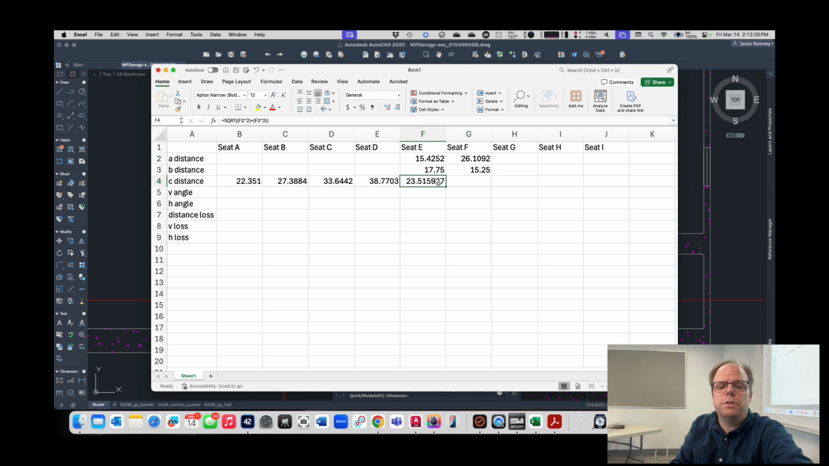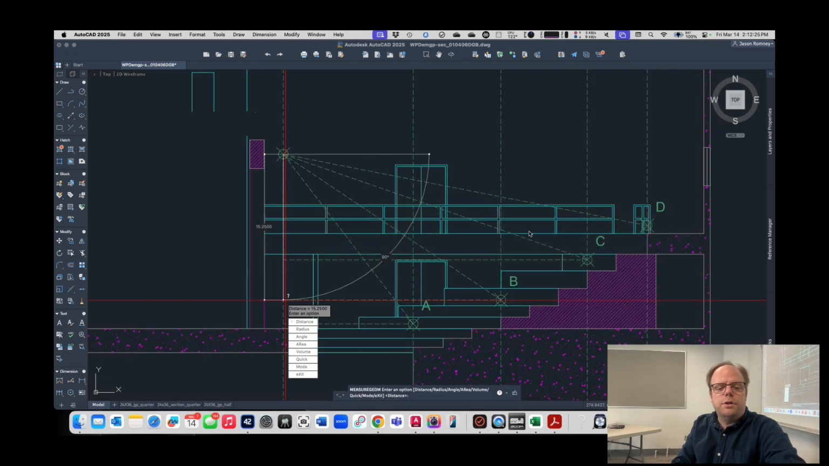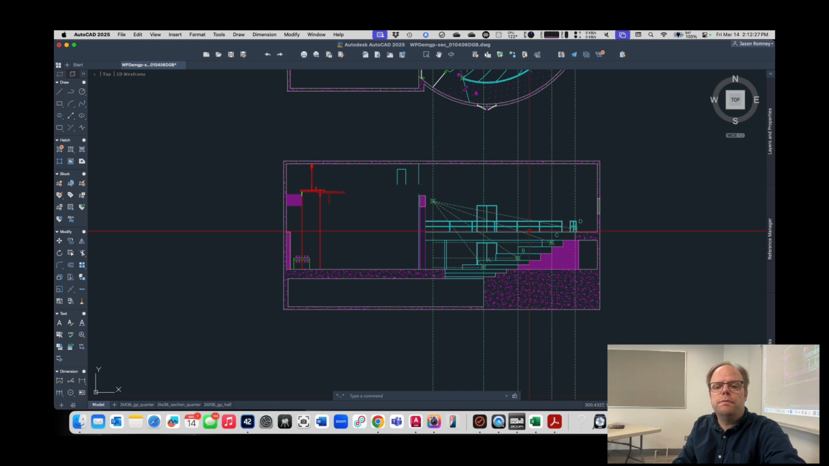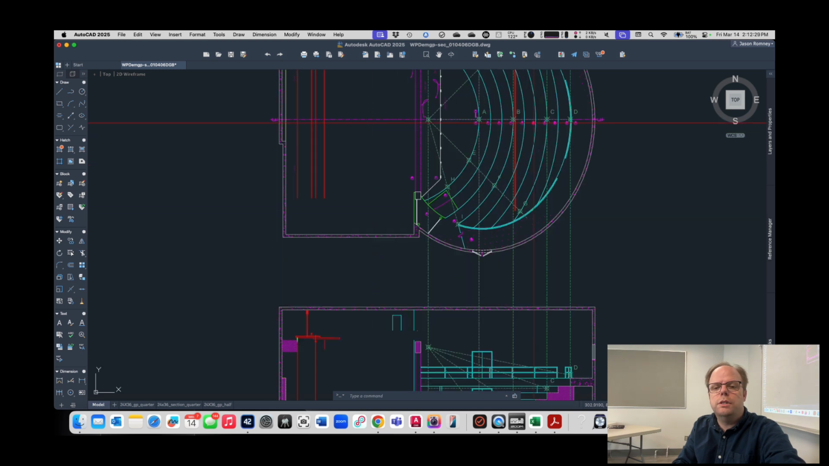Now I should be able to just copy this formula over, and it should give me the same thing, right? Because it'll just shift those cells, G2 to G3. So this should be a little farther away than seat B, and it is. So seat B is 27, seat F is 30, so that makes some sense. You with me so far? Yes. Okay. All right, so let's see if we can figure out seat G.